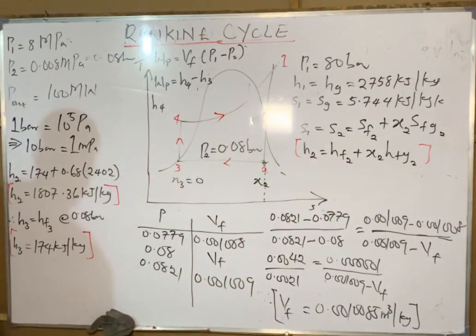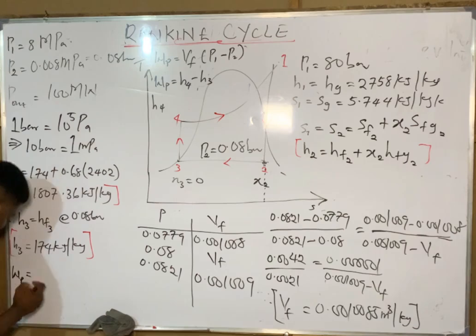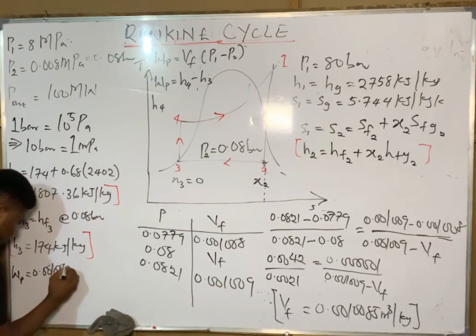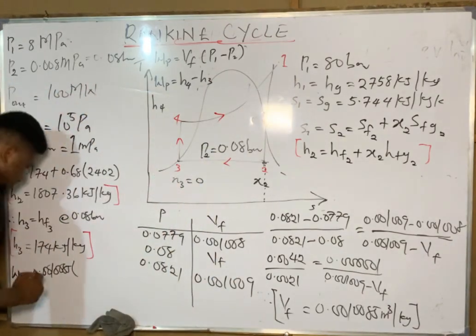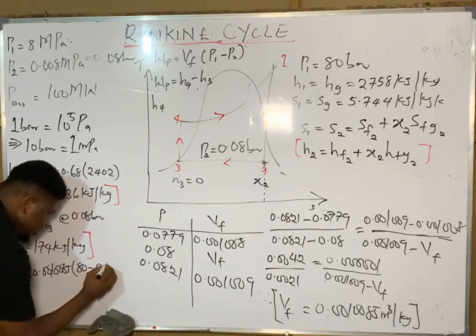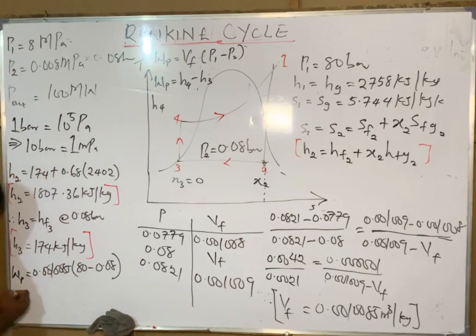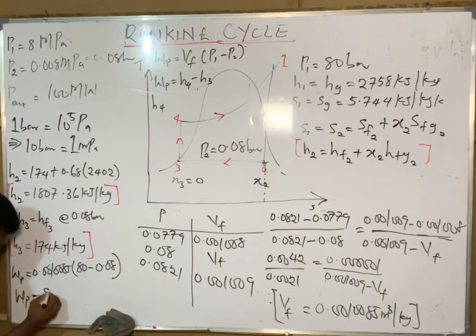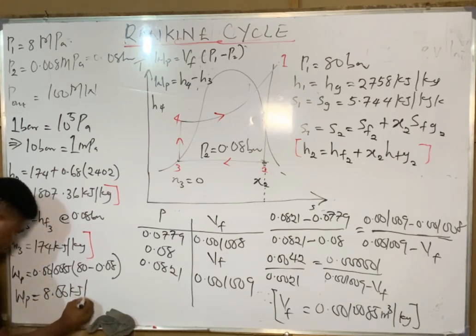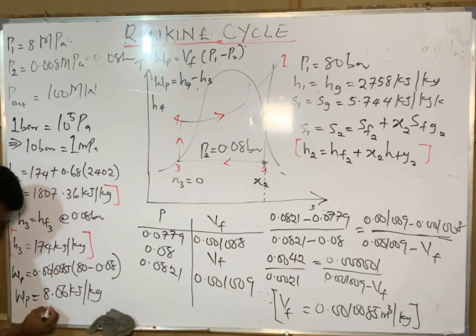We can now find the pump work. So pump work is now going to be equal to, we know what VF is, 0.001008 multiplied by the change in pressure. So our pressure is 80 bar minus 0.08 bar. So 80 minus 0.08 bar. So let's see what this gives us. This implies that our pump work is approximately 8.06 kilojoules per kilogram. So this is now our pump work.